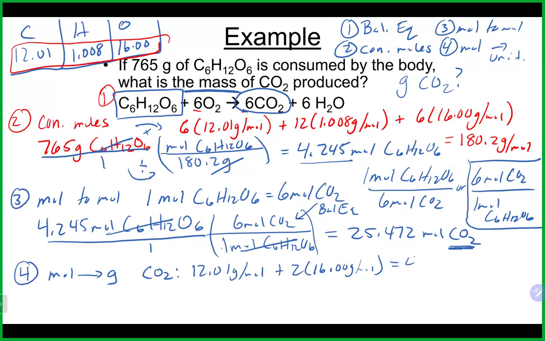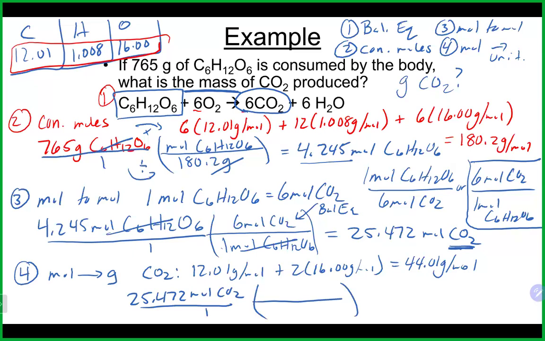Gonna get us our 4401 grams per mole. So our very last step here is taking the number from the previous step, 25.472 moles of CO2. In this case, we need moles on the bottom using the molar mass and our grams up on top, so that when we're all done, the moles will cancel and it will leave us grams, which is what we're looking for.